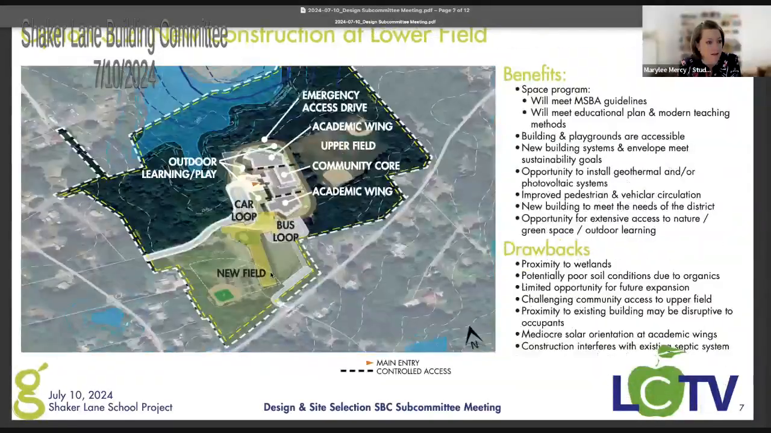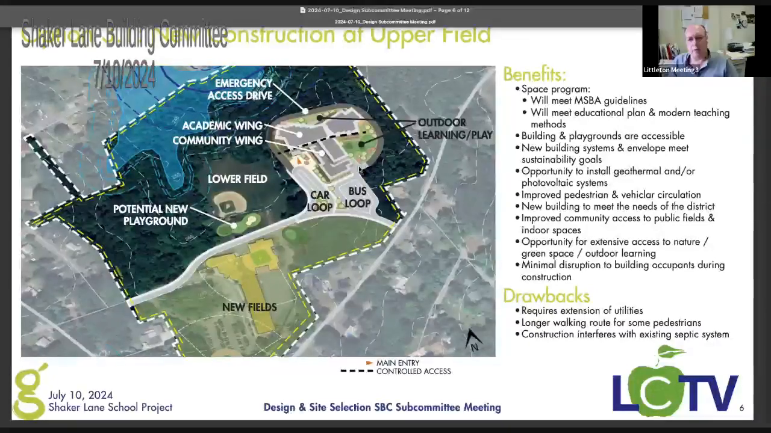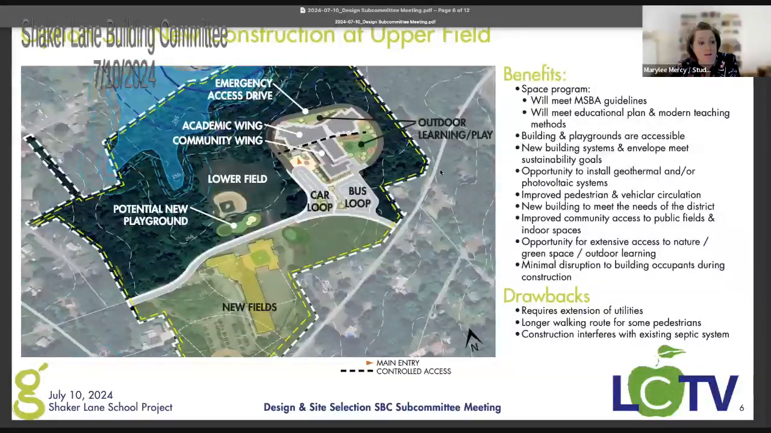Let's see here. Yeah, so I think right here is where that DPW access is to this field. Yeah, I think that's more realistic. Yes. So we could route the road through there instead. We could consider both of these options.